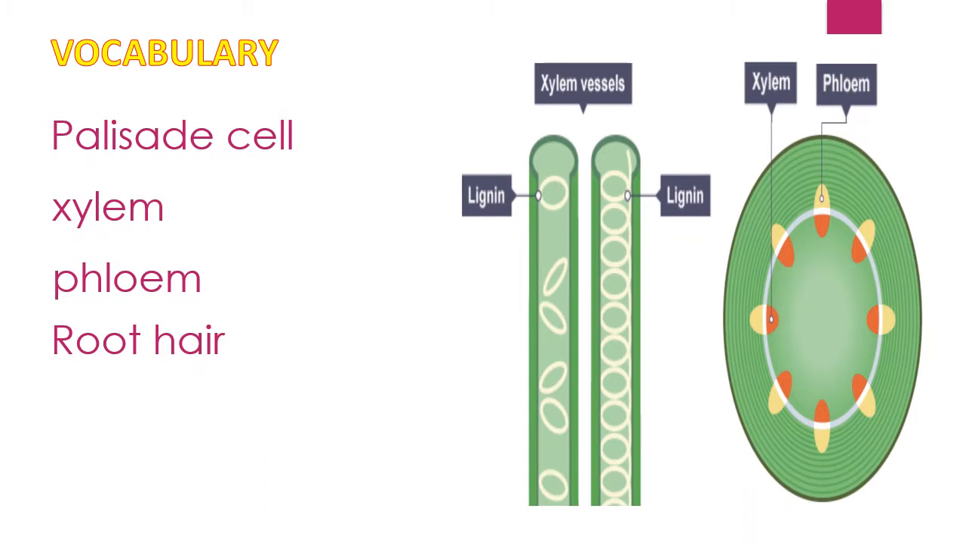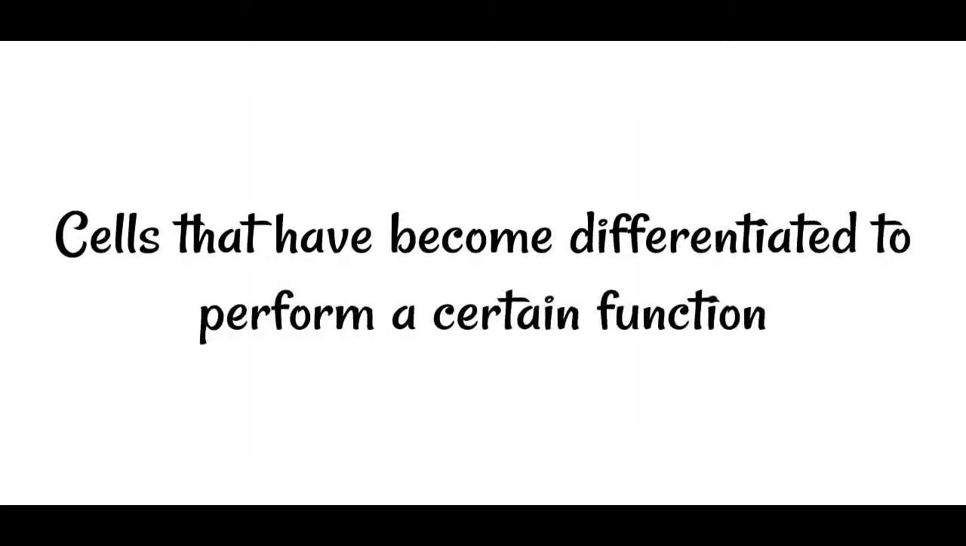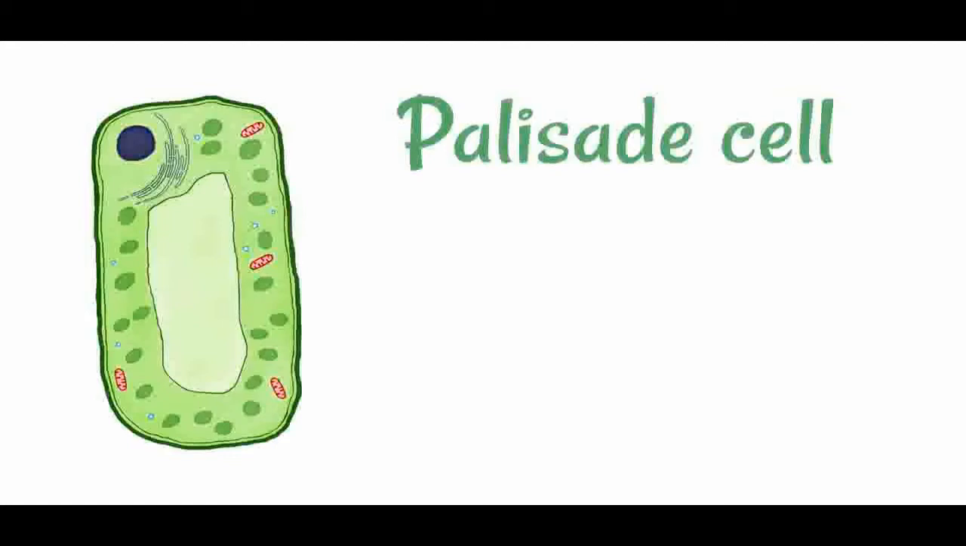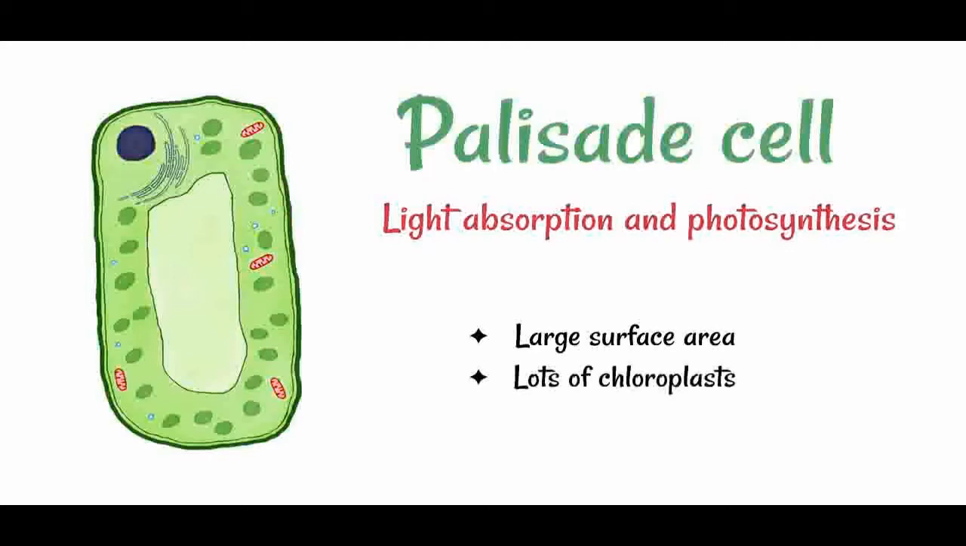The new words for this lesson: palisade cell, xylem cell, phloem cell, root hair cell. And within animals. Specialized cells are cells that have become differentiated to perform a certain function. First up, let's look at that classic plant cell. The one that we often draw is a palisade cell, and its job is light absorption and photosynthesis. It's adapted for its function in that it's got a large surface area, and it's also got lots and lots of chloroplasts. Chloroplasts are the organelles which are responsible for photosynthesis.